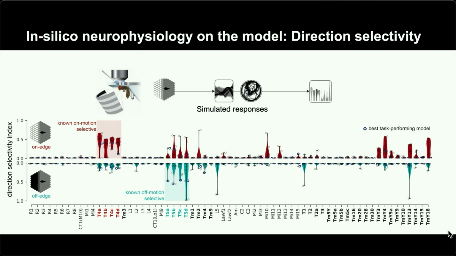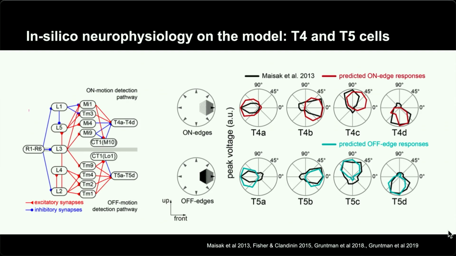The next feature that we looked at is direction selectivity. When we look in our model, we find that the T4 cells are tuned to on motion. The T5 cells are tuned to off motion, which is also the case in the real fly. We also find predictions for some other cell types that are predicted to be on or off motion selective in the model, but which don't inherit their motion selectivity from the famous T4 and T5 cells. We can look at the T4 and T5 cells in more detail. In particular, these cell types have this famous cardinal tuning, tuned to left, up, right, and downward motion. And when we compare the best task-trained models, they have the same direction selectivity, so each of the T4 cells and each of the T5 cells maps onto direction selectivity that's experimentally reported.